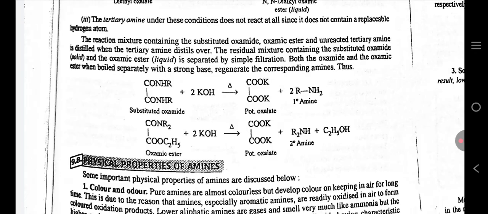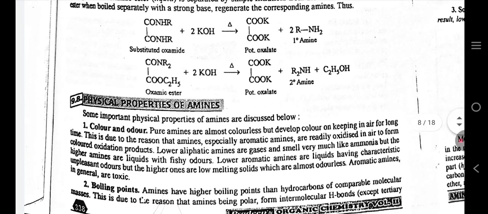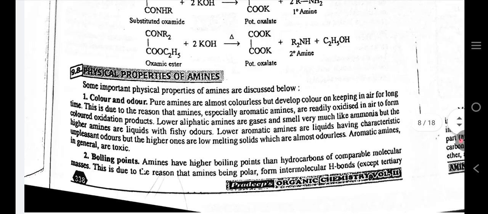The reaction mixture containing the substituted oxamide, oxamic ester, and unreacted tertiary amine is distilled, when the tertiary amine distills over. The residual mixture containing the substituted oxamide solid and the oxamic ester liquid is separated by simple filtration. Both the oxamide and the oxamic ester, when boiled separately with a strong base, regenerate the corresponding amines. Physical properties of amines.